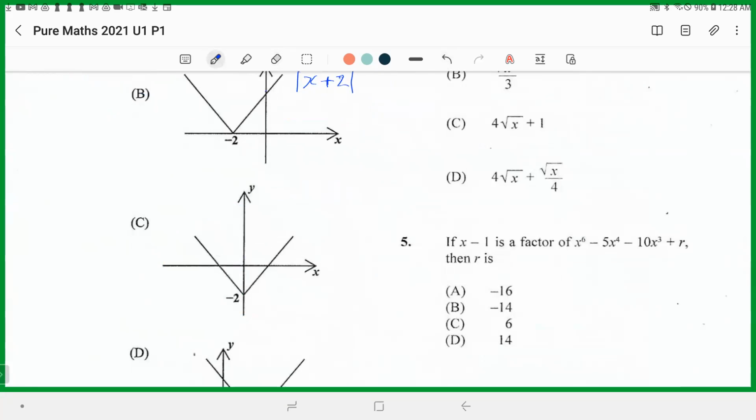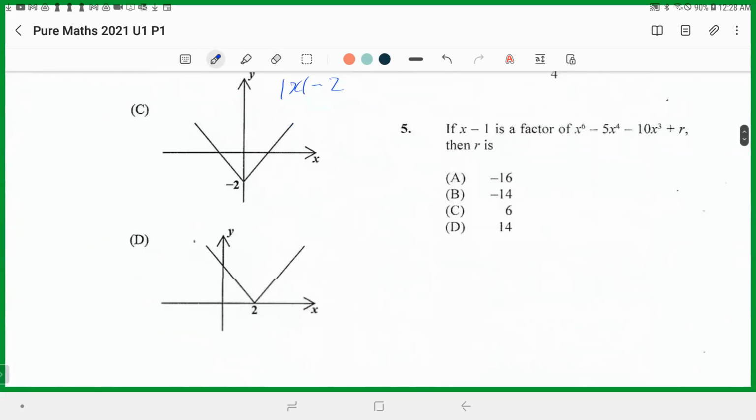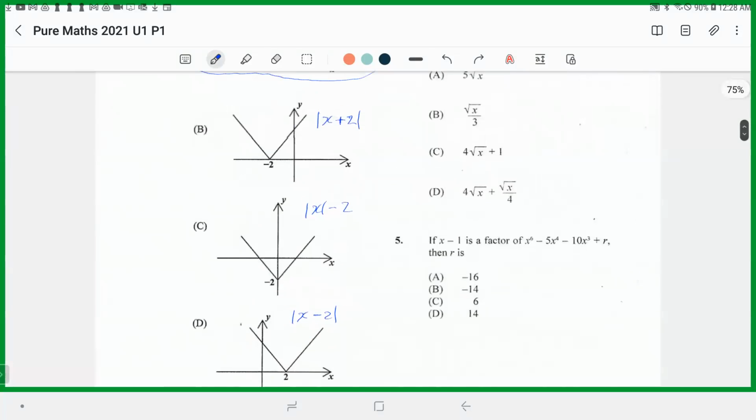So this one would be the modulus of x minus 2. Shift it down by 2. And then this is the one now. That would be the modulus of x minus 2 this way. The graph shifts to the right, and so you put a negative here. All right, so that would be those graphs. I've written what the other graphs would be.